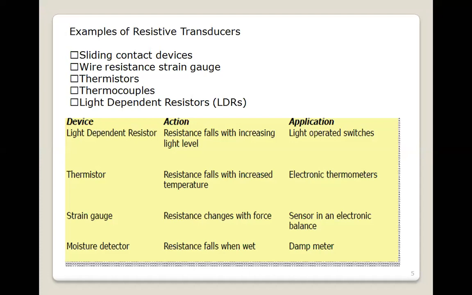The second one is the thermistor, where the resistance falls with an increase in temperature. This type is used in electronics as an electronic thermometer. The third one is the strain gauge, where resistance changes with force. This type of sensor is used in an electronic balance. The fourth one is a device used as a moisture detector, where the resistance falls when wet, and it is used as a damp meter.